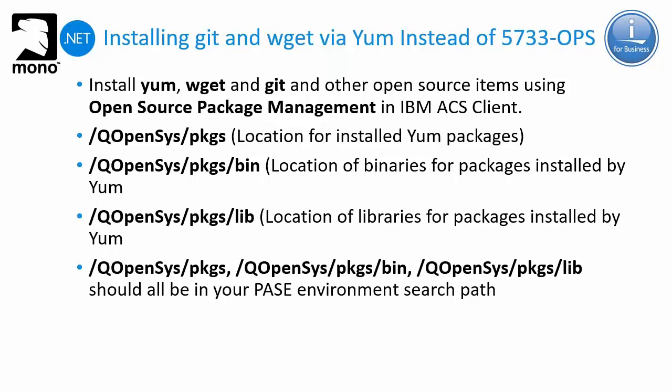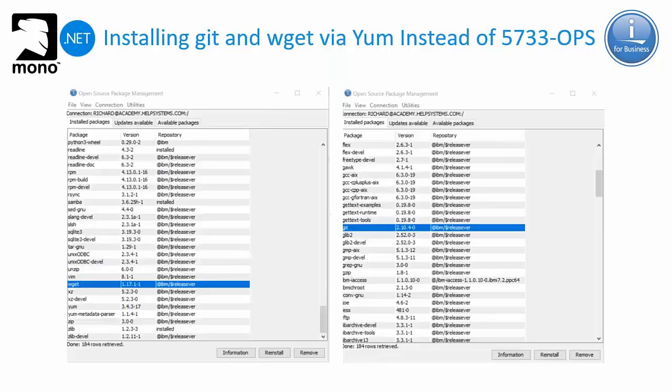Exactly. Yep, so you want to do that, and this is just a couple screenshots of, if you do install the open source package management, use IBM ACS, and then just make sure you pick Git and wget as your bare minimums. I don't know if there's any other requirements for wget, but I think those are the two pieces that we're using.